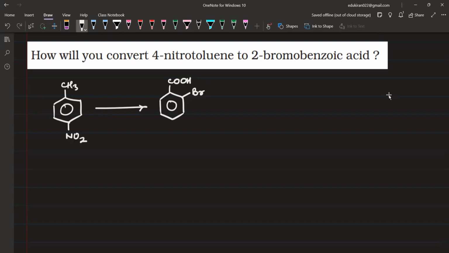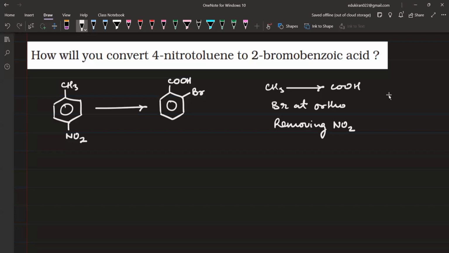See, the number of carbon atoms are the same. So, हम ये कह सकते हैं CH3 is getting converted to COOH. Then, another thing that is happening is Br at ortho position. ठीक है? And we are removing NO2. NO2 has to go. So these things are happening in this particular conversion.